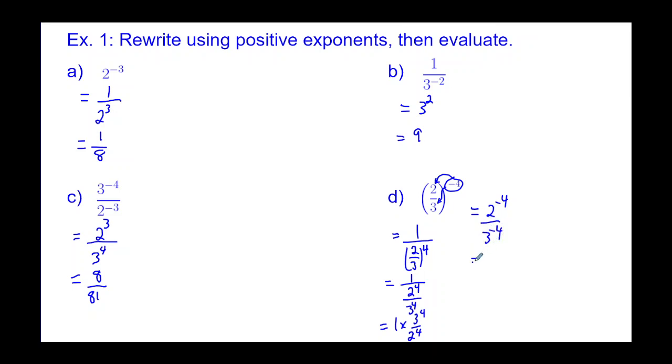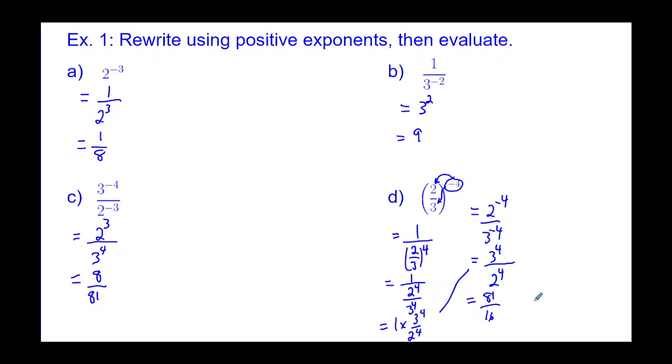And now we can just do the same thing we did over in part C. Take that negative exponent, take the power, put it in the denominator, and the exponent becomes positive. And do the same thing with the 3 to the negative 4. There we go. 3 to the 4 is 81. 2 to the 4 is 16, which is really the same answer. These parts are the same here.